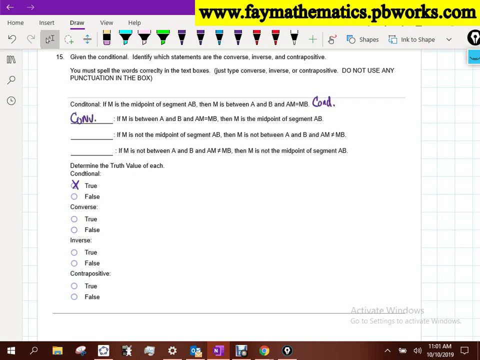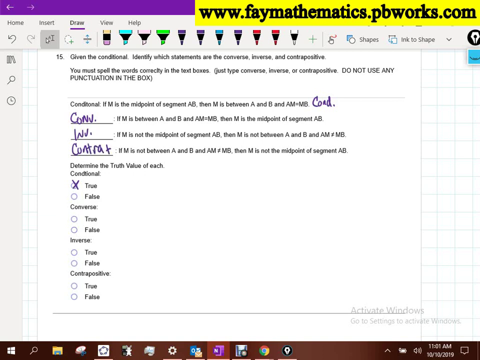If M is not the midpoint of segment AB, then M is not between A and B, and AM does not equal MB. That is the negation of the conditional, which we know to be the inverse. That makes this one here the contrapositive.